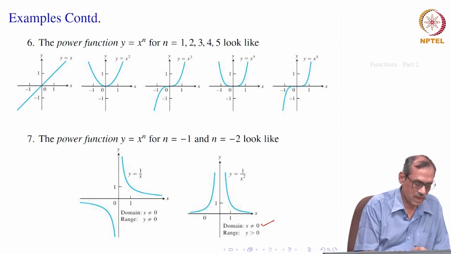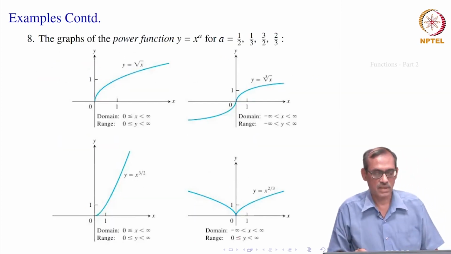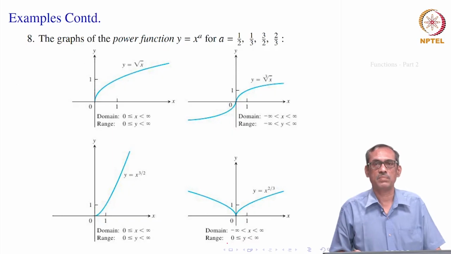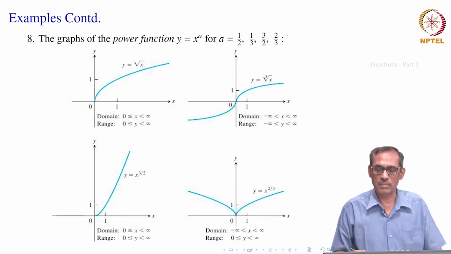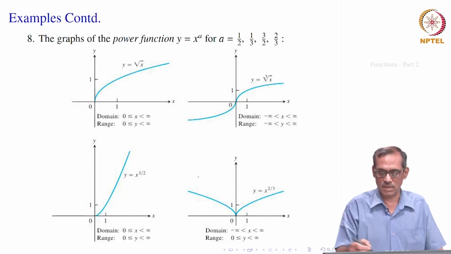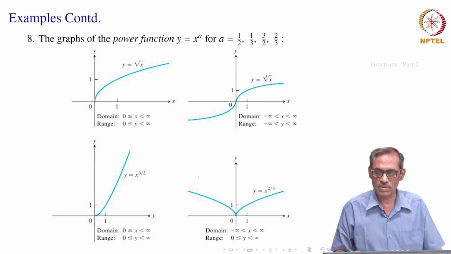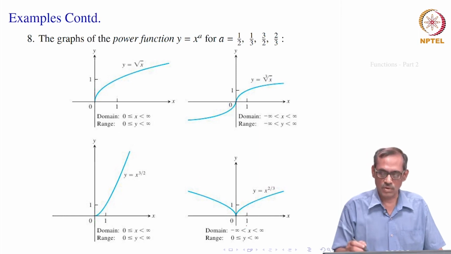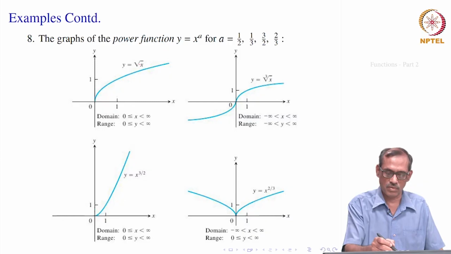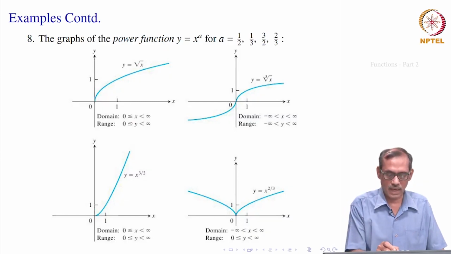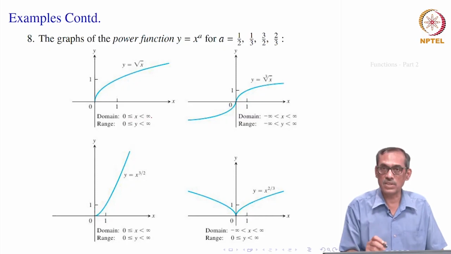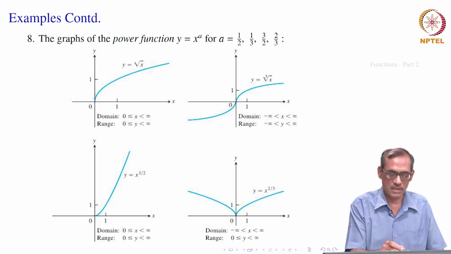So, let us take some rational powers, the fractional powers. Suppose you take the power function y equal to x to the power a, where a is some fraction like 1 by 2, 1 by 3, 3 by 2, 2 by 3. We will give some 4 examples here, just to have the feeling of how they look. So, a equal to 1 by 2 gives you y equal to square root of x, and that has domain, as we know, the non-negative real numbers. Range is also non-negative real numbers, and it looks like this. At 0 again it is 0.